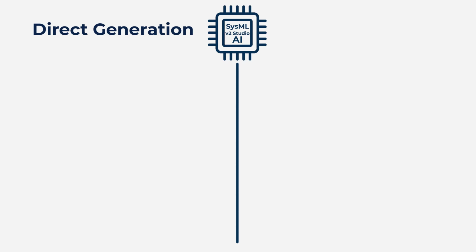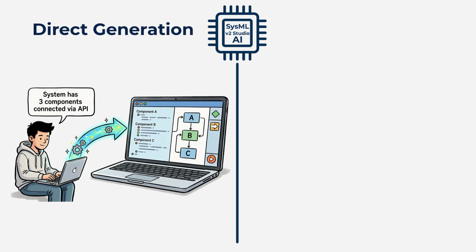Direct generation. Start with a simple prompt. Whether you need a high-level architecture for an autonomous drone or a requirement hierarchy for a medical infusion pump, the AI assistant generates the foundational code and automatically selects the most appropriate diagram view to display it.